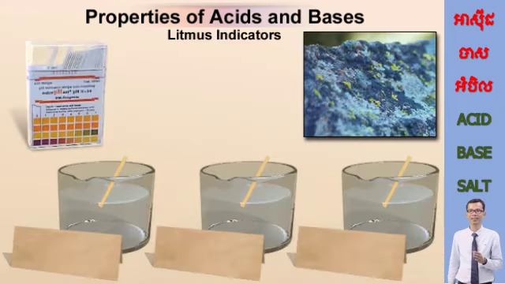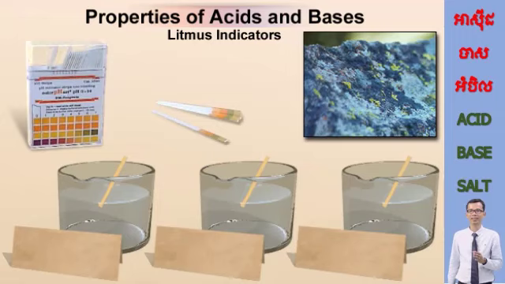The use of an indicator is a much more acceptable test to distinguish between acids and bases. An acid-base indicator is a substance that turns one color in an acidic solution and a different color in an alkaline solution. One of the most common and easy-to-use indicators is litmus paper.